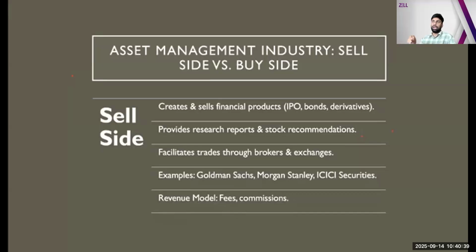Say, for example, when Zomato went public, who helped them? It is the sell side of the investment bank. They structured the entire IPO and priced the shares. They created a road show and a pitch deck, pitched it in front of the investors, and discovered the price. They sold first to institutional investors and then to retail investors. The entire IPO process is from the sell side of investment banking.